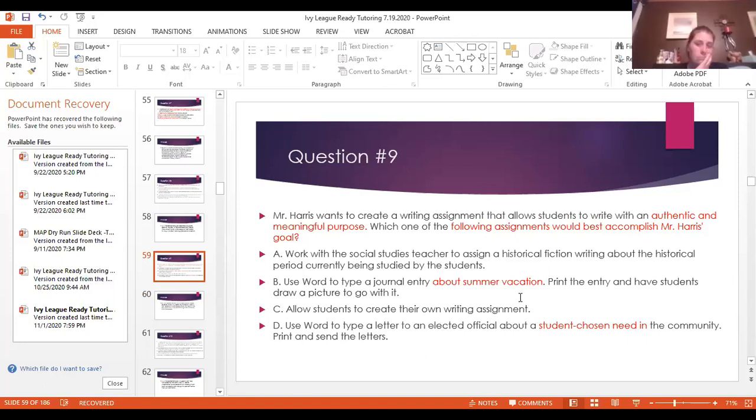That's why it is the most meaningful and authentic, right? So the buzzword you want to look for when you're talking about authentic and meaningful, you want student choice in it. That's the key word, because I've seen a few questions with this. And a lot of times when you see student chosen or they get to pick, you want to lean towards those type of answers, because those tend to be the correct ones. So yes, it would be D.